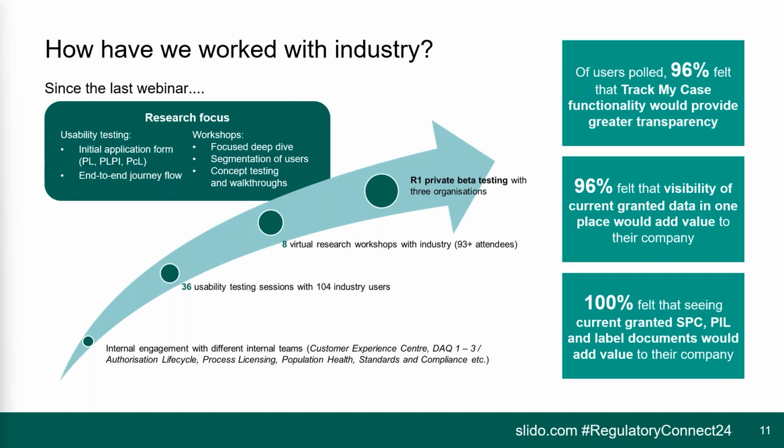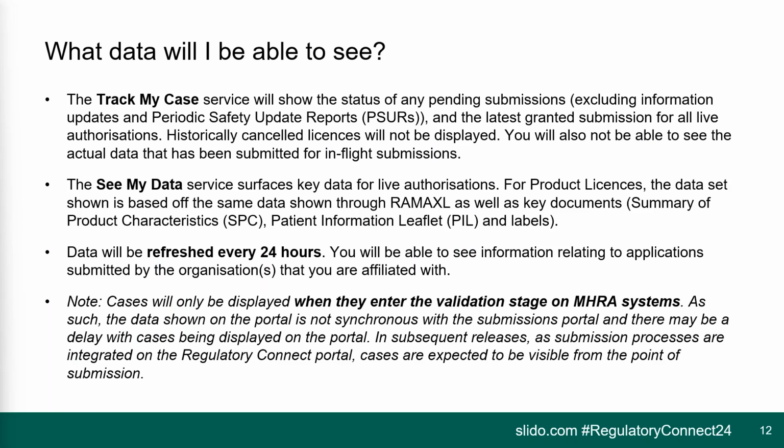On the next slide, you'll be able to see more details around the data that will actually be presented through the platform. So the Track My Case service will show the status of anything pending, excluding information updates and periodic safety update reports. You'll be able to see anything pending as well as the latest granted submission for all live authorizations. You won't see any historically cancelled licenses, and you also won't be able to see the actual data for submitted or in-flight submissions. You'll be able to see the workflow status and high-level information for the type of submission for each of those cases.